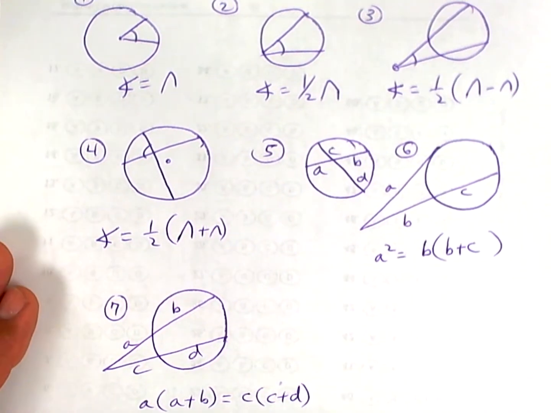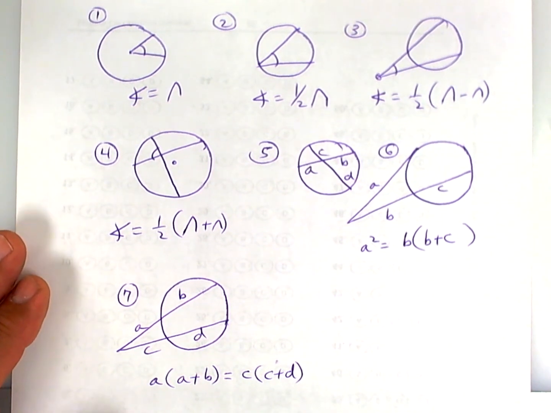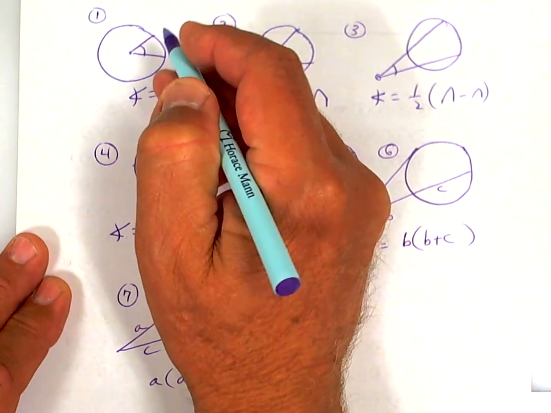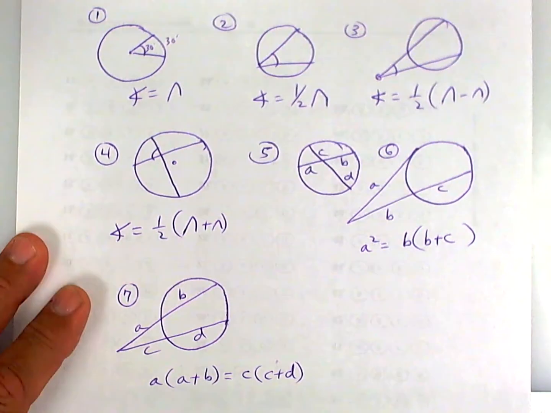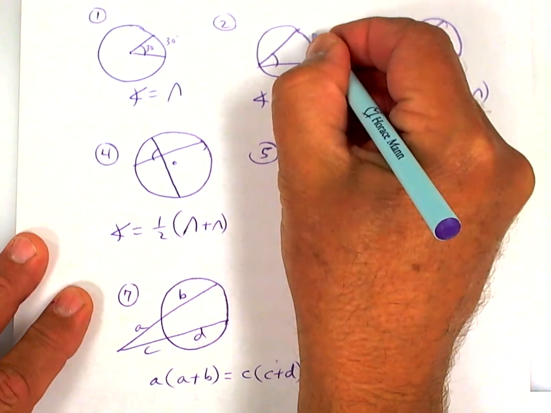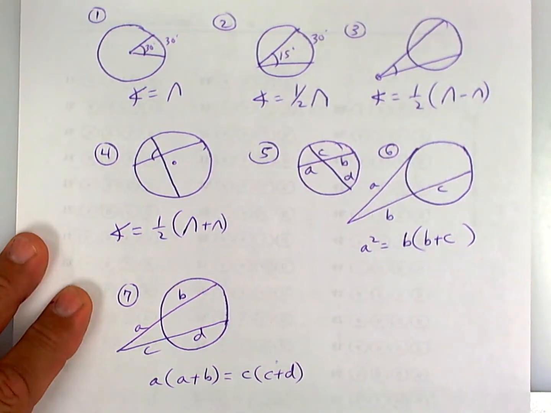Next, let's take a look at the problem here. When we did circles, there were 7 formulas. So copy these down. You have to go back over these formulas. Okay, this is a review. So copy that down. This one, the angle, let's say it's 30 degrees, is equal to the arc. This one, if this is 30 degrees, the angle is half of that, so that would be 15 degrees. The angle is half of the arc.